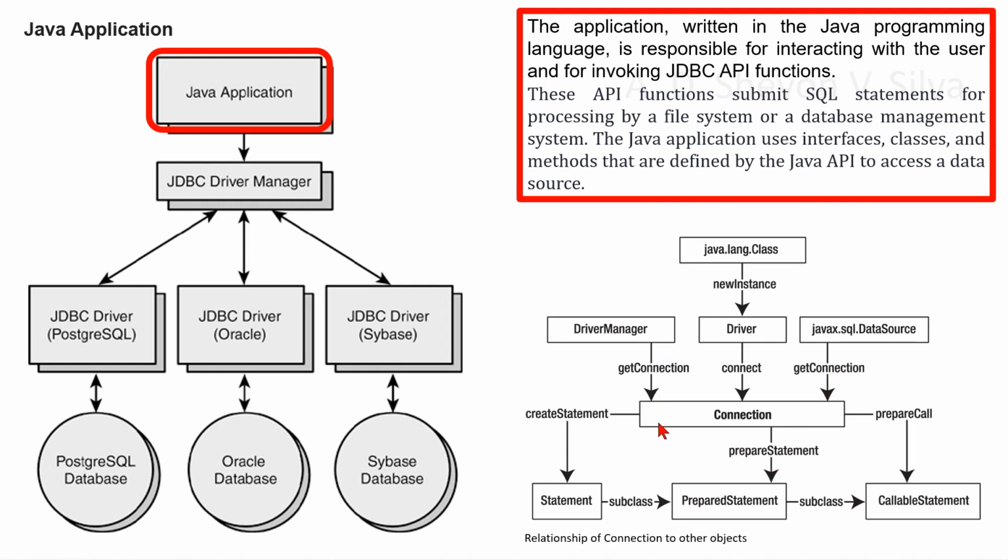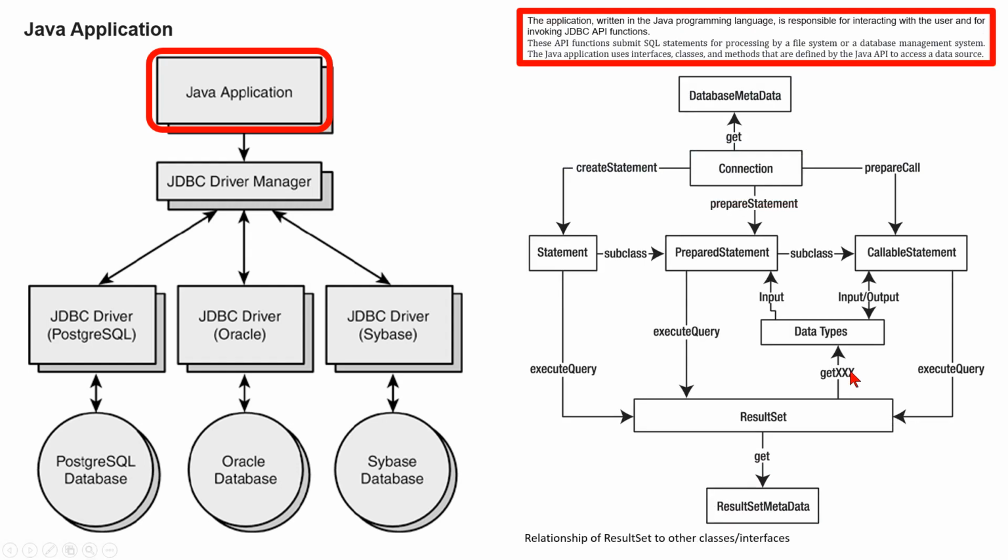Here the Connection is connected to Statement via createStatement. Here the Connection is connected to PreparedStatement via prepareStatement. Here the Connection is connected to CallableStatement via prepareCall. Here Statement is connected to PreparedStatement via subclass, and PreparedStatement is connected to CallableStatement via subclass.